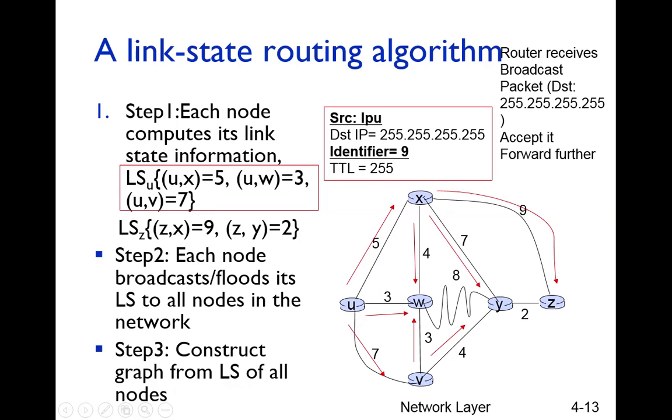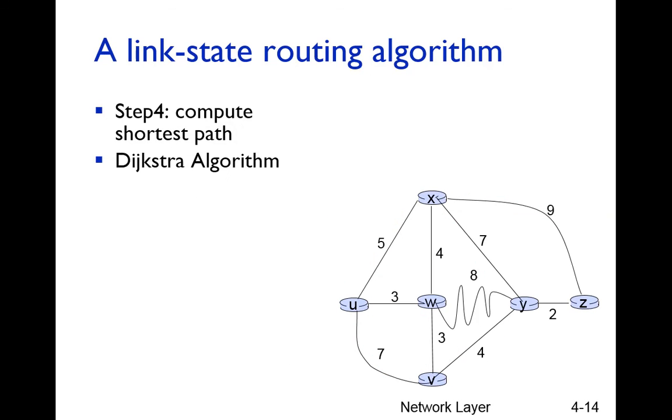Okay, so I think it is easy. Once this graph is constructed, each node has this complete graph. Now for example, if node U wants to compute the best path, then it can compute on this graph, because it is easy to understand. So you can see that if you want to compute the shortest path from node U to Z, what is the shortest path?